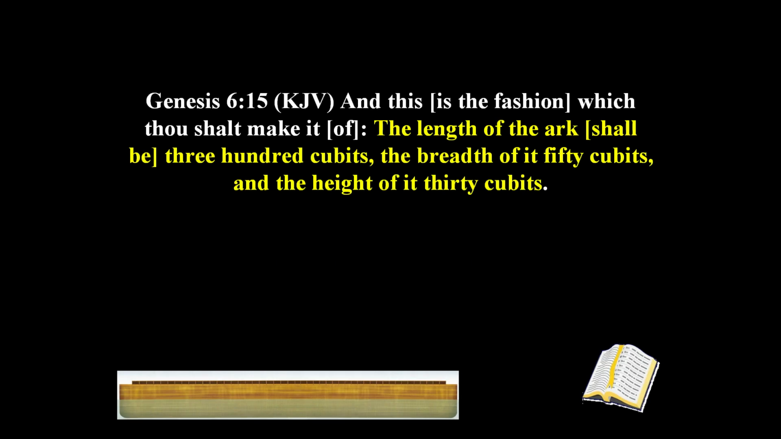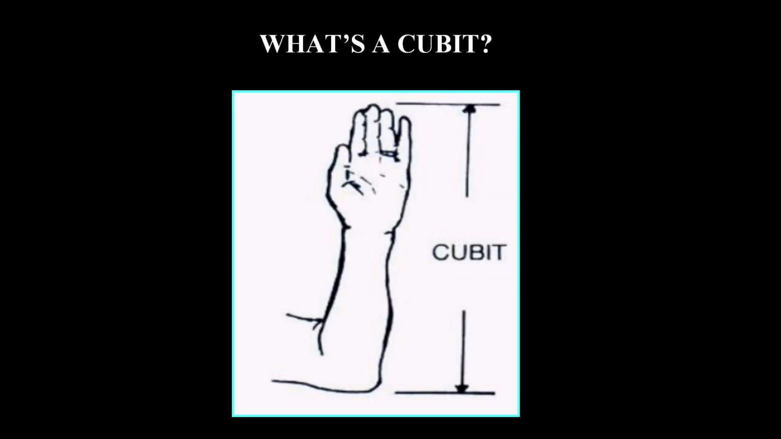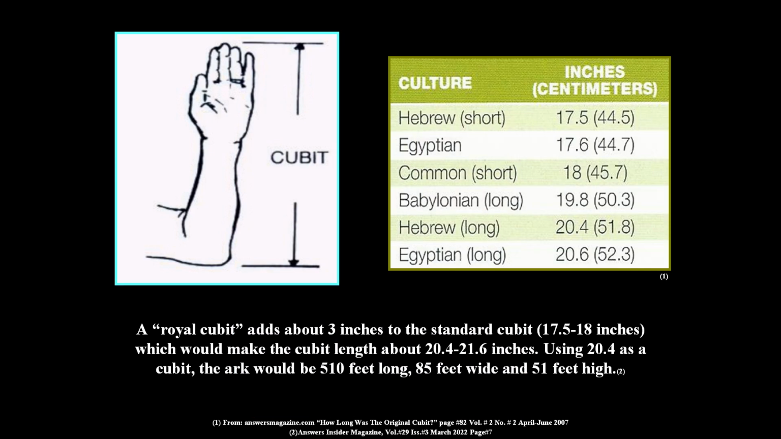And it says here, the length of the ark shall be 300 cubits, the breadth of it 50 cubits, and the height of it 30 cubits. Now, when we're talking about a cubit, guys, we're talking about the length from the elbow to the tip of the middle finger. So that is what you would consider a cubit. And you have different sizes of cubits.